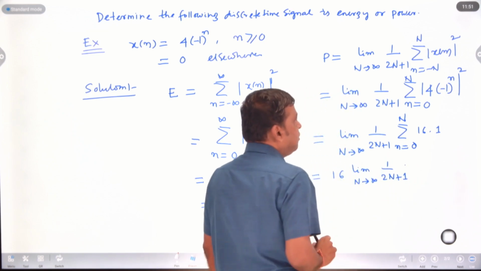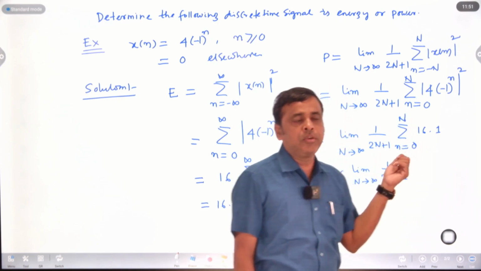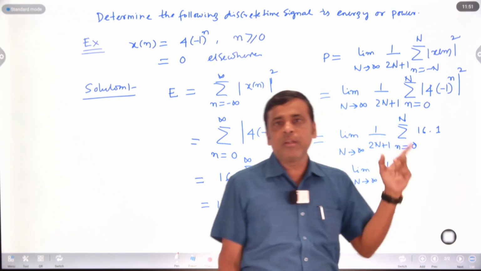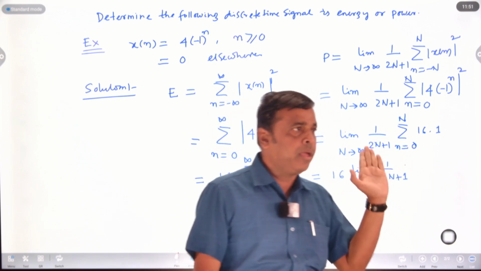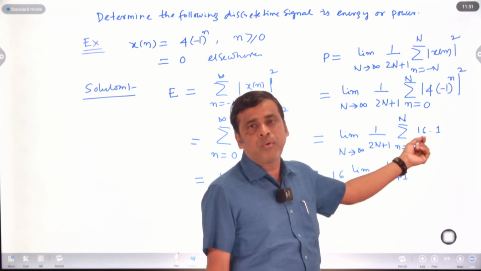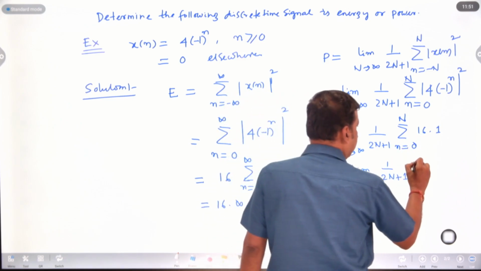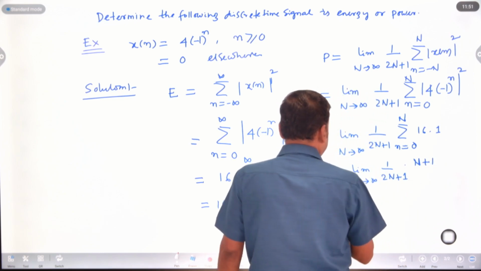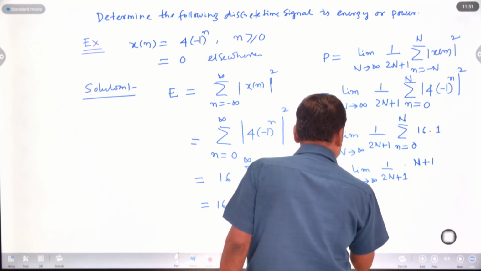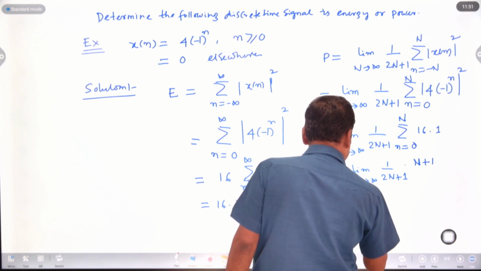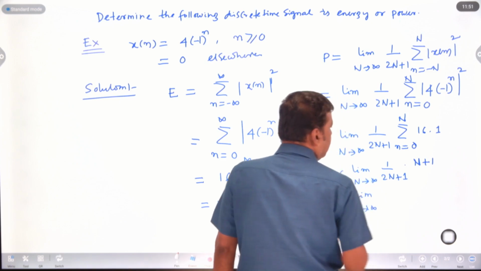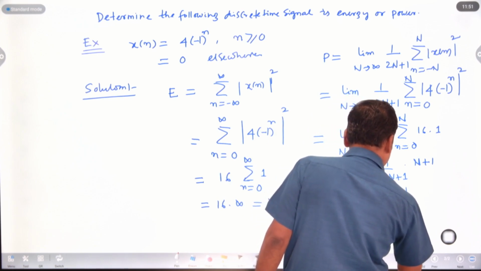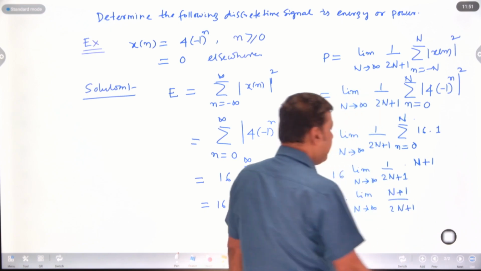Tell me, this is n equal to 0 to N of the sequence, that is 1. Here n equal to 0 gives 1, n equal to 1 gives 1, n equal to 2 gives 1, up to N. So N plus 1 times, if you add 1, the value will be how much? That is N plus 1. So that is your 16 into limit N tends to infinity of N plus 1 by 2N plus 1.